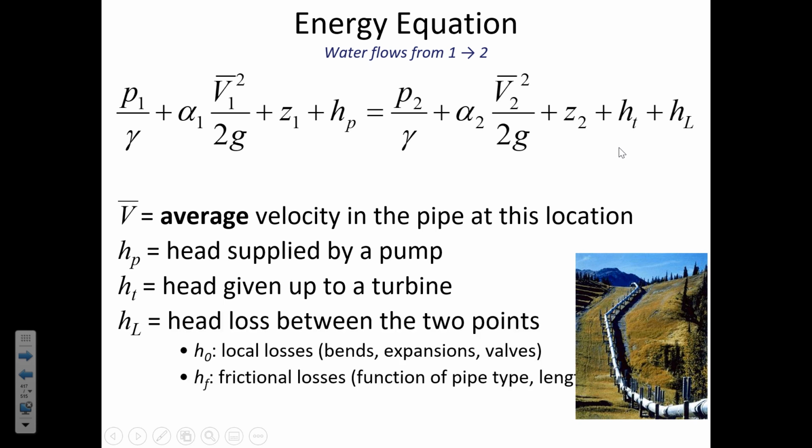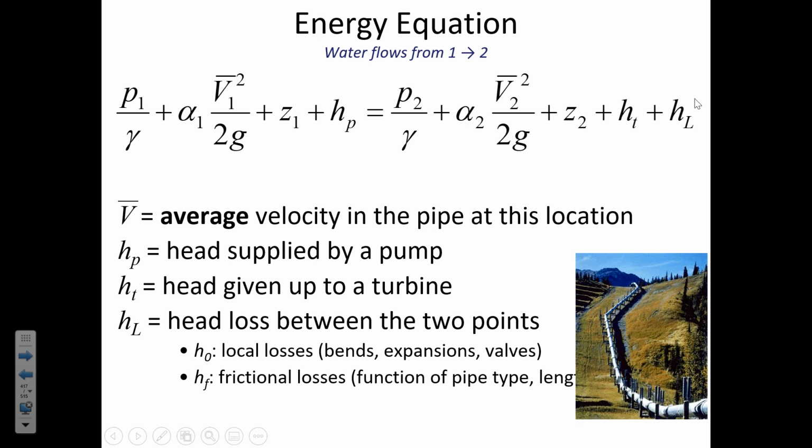And then head loss, H sub L, is the net effect of friction losses and local losses. So friction losses are due to pipes, and local losses are due to bends in the pipe, fittings and transitions, any kind of localized fitting that introduces turbulence to the flow. It's on the right-hand side because when the water is going from 1 towards 2, the energy is decreasing.